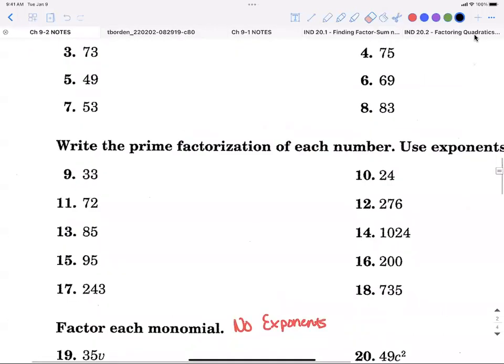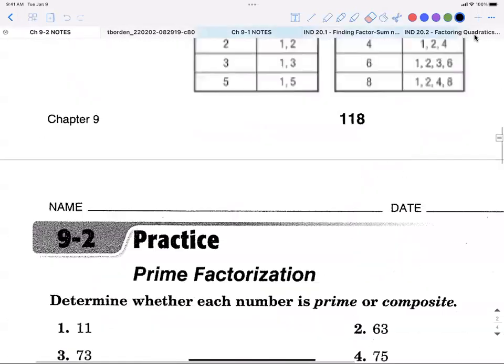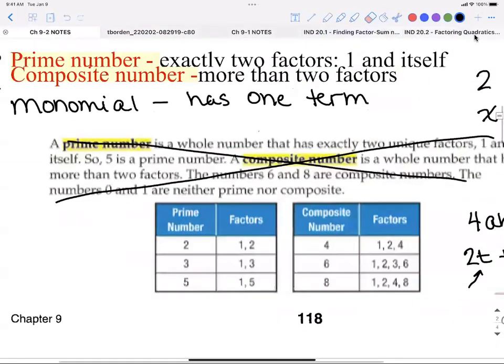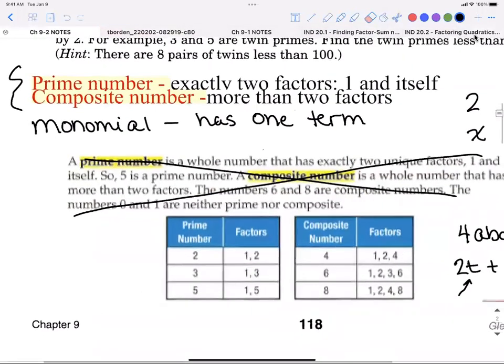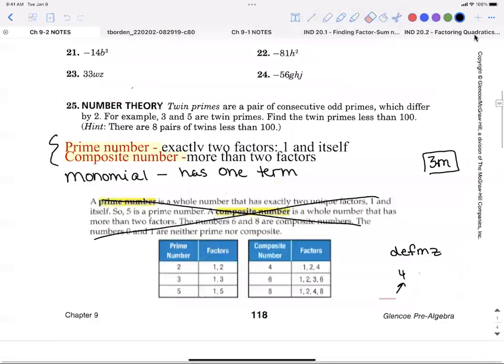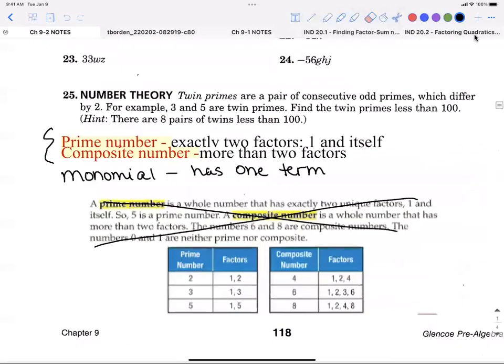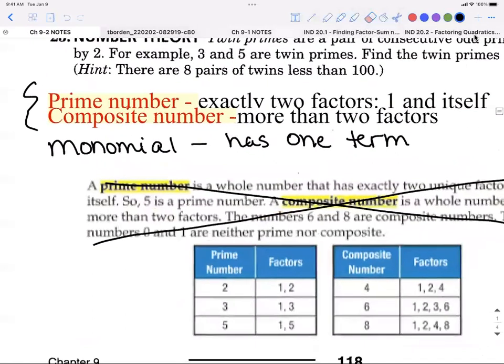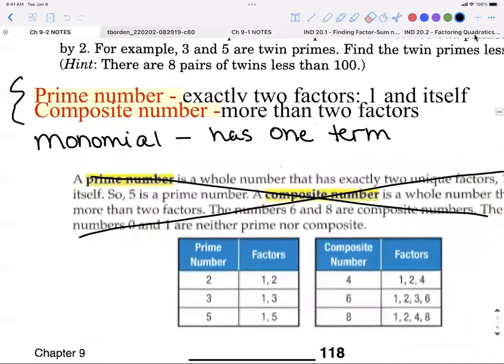All right, so first some definitions. Now, the book had a very long-winded definition. I've tried to clean it up a little bit to make it less long-winded. So these are the 3 definitions I want you to have down. The box is kind of the book's long-winded definition. I summed it up a little bit more. A prime number has exactly 2 factors, 1 and itself. Okay, that's a prime number.